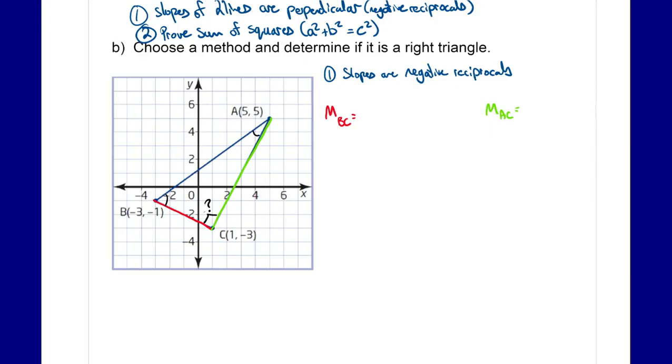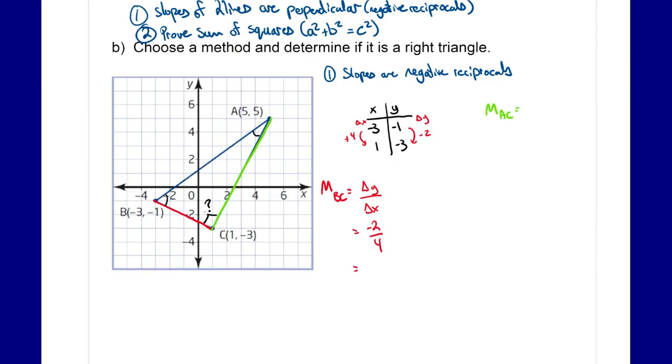Now, there are two different ways we could do it. I'll go through both methods. One method is we create a table of values using the values from the 2 points that we're choosing, the endpoints of our line segment. So we have -3, -1, and we have 1, -3. Here I can check the change in y and change in x. Y changes by, we go down 2. X changes by, we go up 4. So with a change in y divided by a change in x, our slope for BC is -2/4 or -1/2.